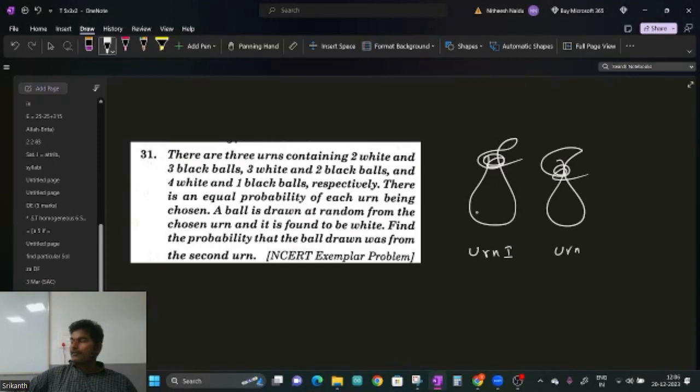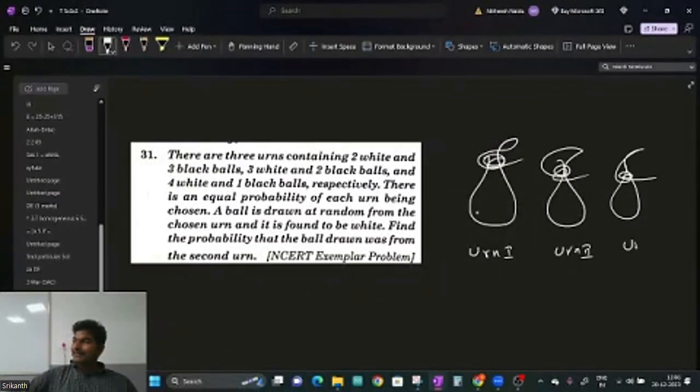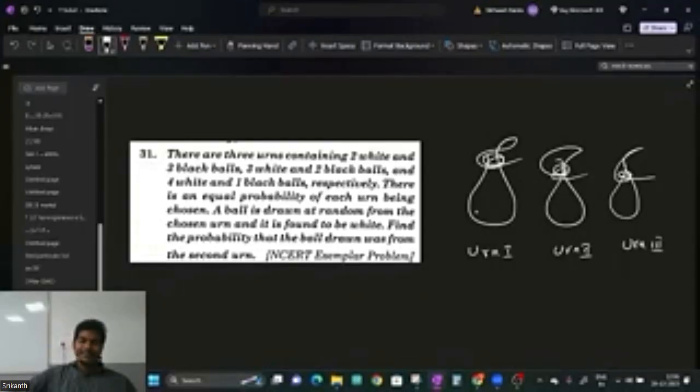Draw the diagrams also. Okay. First arm, second arm, third arm. The first arm will contain 2 white and 3 black. The second arm will contain 3 white, 2 black. The third arm will contain 4 white and 1 black. Okay, this is the composition of the arms.